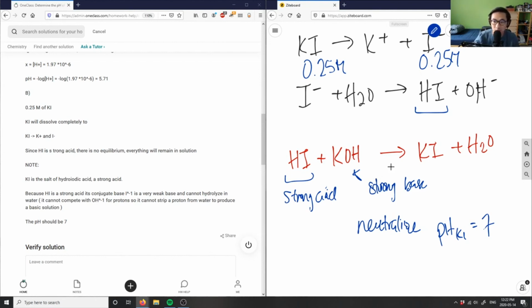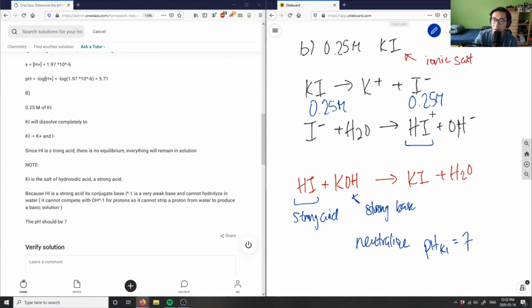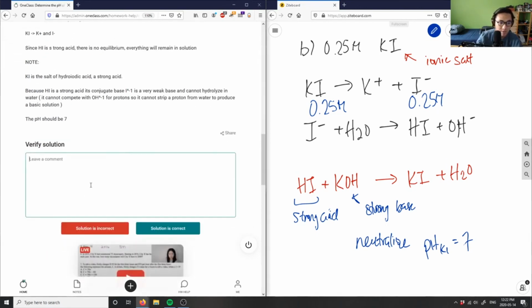So again, this solution here is correct. You can also think of it with this equation here. Again, I have this HI here and this OH is going to neutralize, right? I have a strong acid here and a strong base here. Both of these guys will neutralize to form a neutral compound as well. So this solution here is correct. It's a good analysis as well.